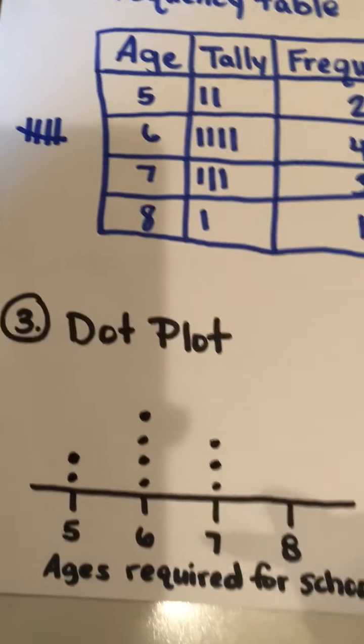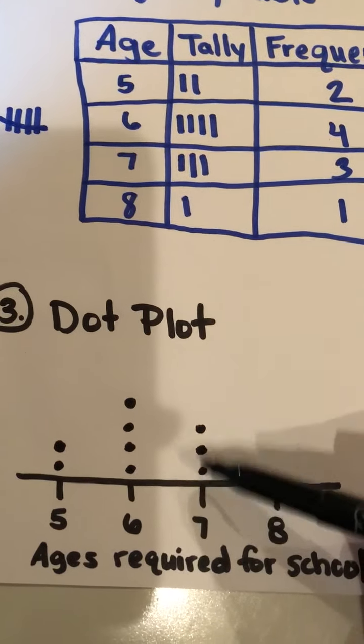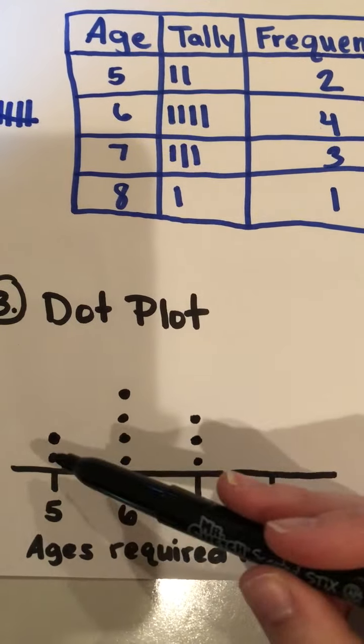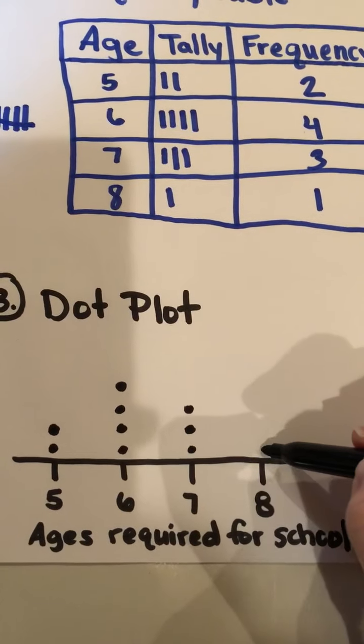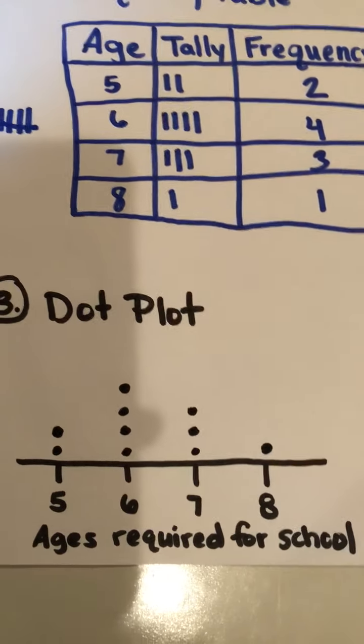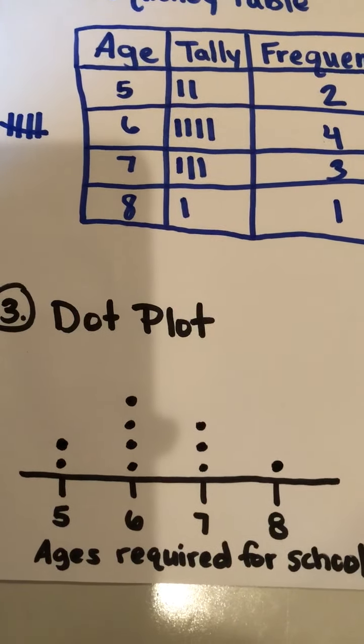Just see. So I didn't do 1, 2, 3. I lined them up. Number 8 has 1. Okay, and that is a dot plot.